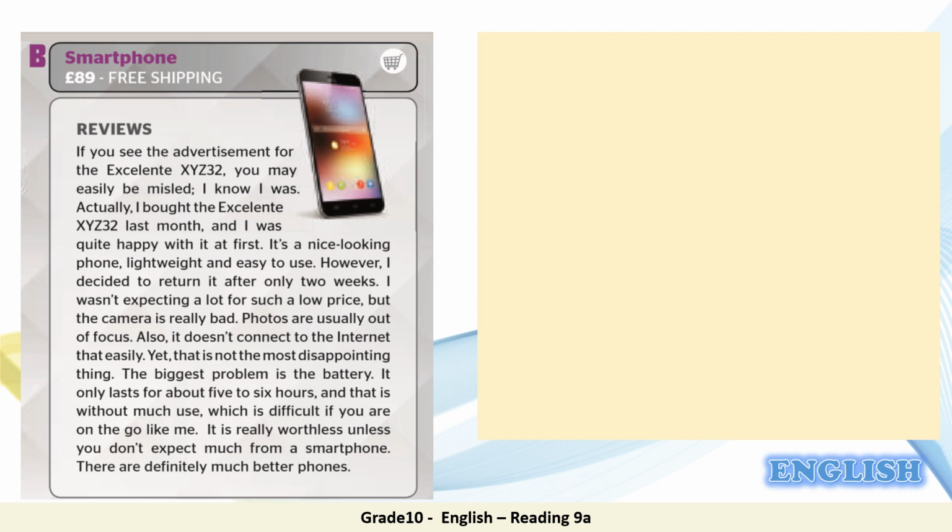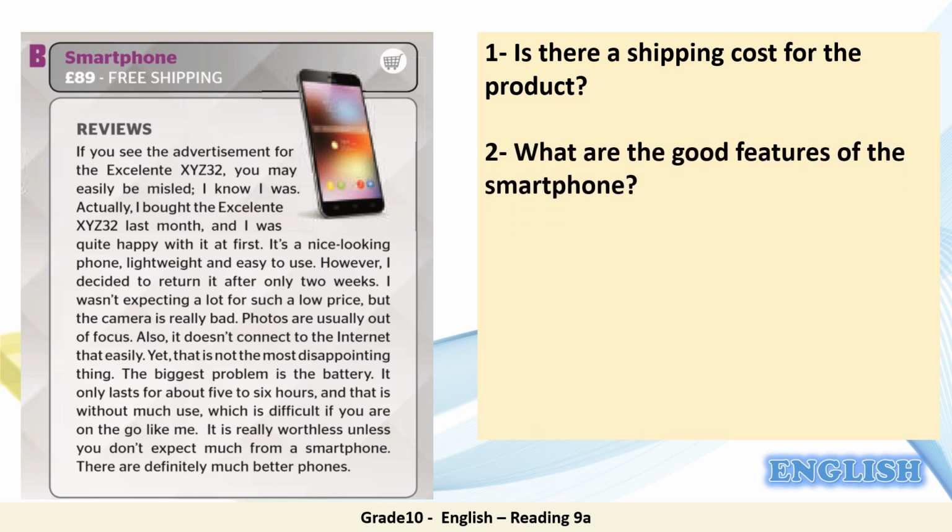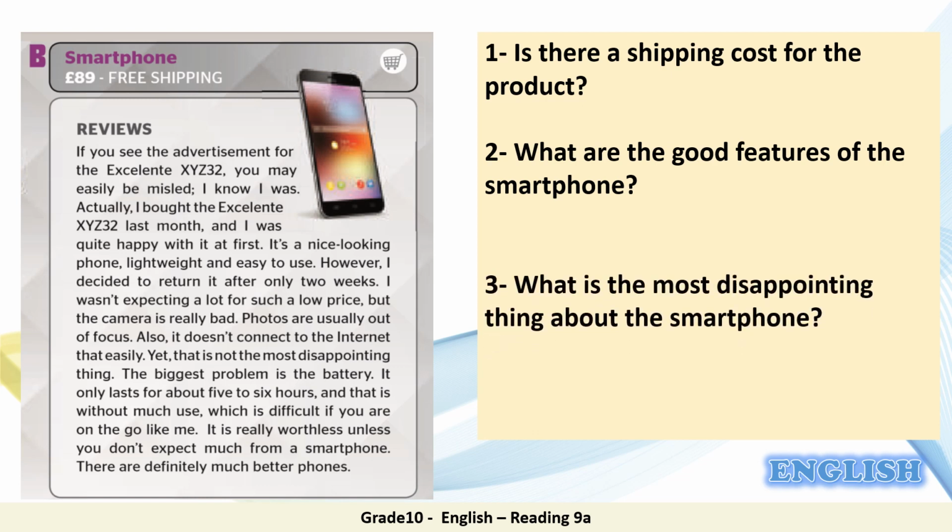Let's have a look at the second gadget now, the smartphone. Again, 3 comprehension questions. 1. Is there a shipping cost for the product? 2. What are the good features of the smartphone? And question 3. What is the most disappointing thing about the smartphone? Remember, the buyer was dissatisfied here.